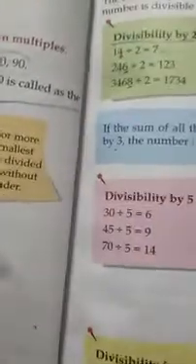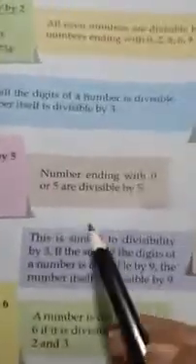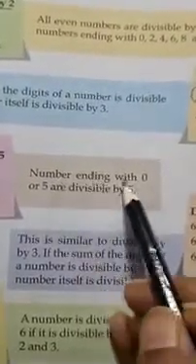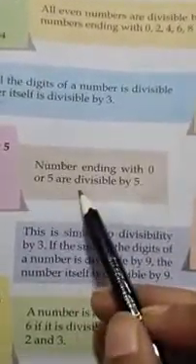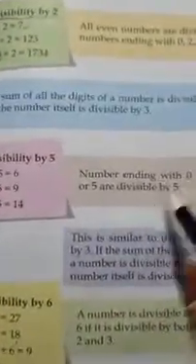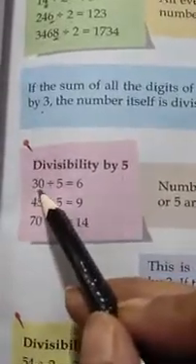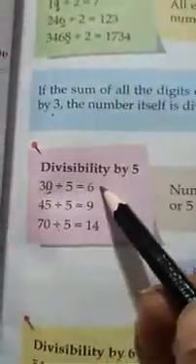Yes. Now see our next rule, that is divisibility by 5. What is the rule of divisibility by 5? Numbers ending with 0 or 5 are divisible by 5. For example, 30 is there. It is ending with 0, so it is divisible by 5.